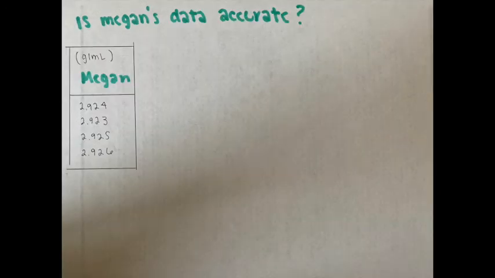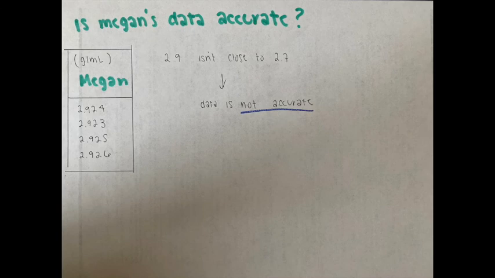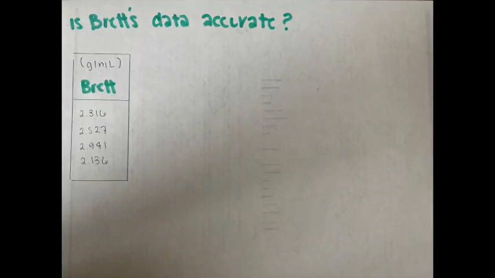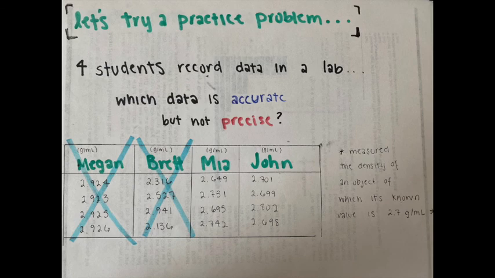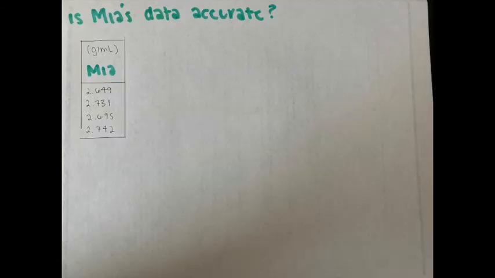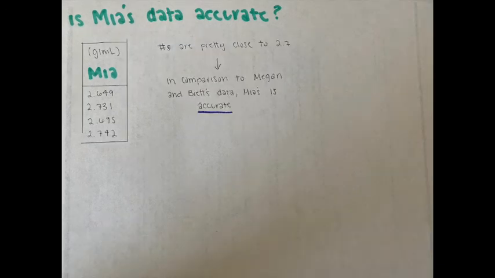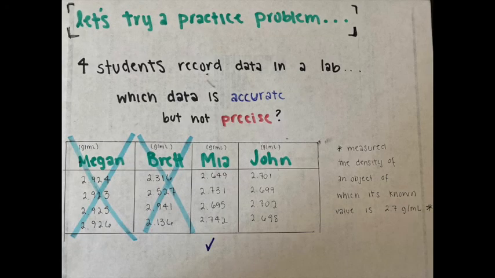Starting on the far left, let's determine if Megan's data is accurate. When looking at it, 2.9 is not close to 2.7, and we can determine that this data is not accurate. Now let's look at Brett's data. Brett's data varies greatly, and also the values are not close to 2.7. Because of this, his data is not accurate. Moving on to Mia's data. Is Mia's data accurate? We can see that most of the numbers are pretty close to 2.7. In comparison to Megan and Brett's data, we can definitely say that Mia's data is accurate.